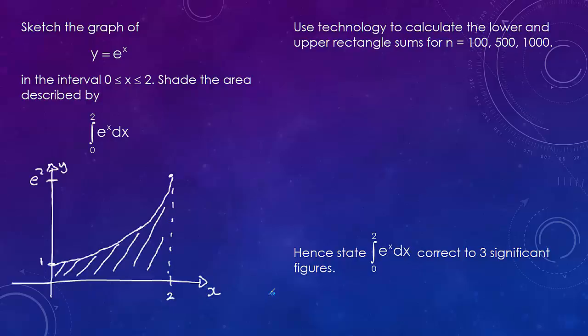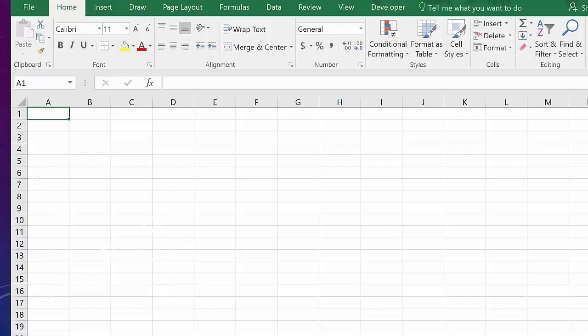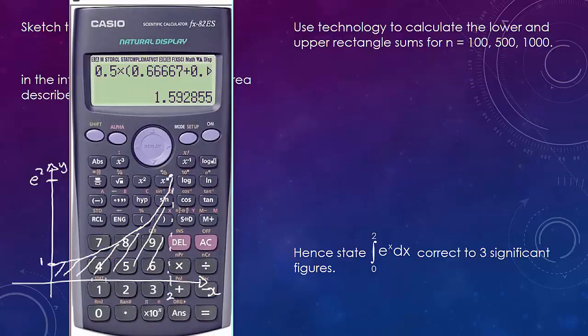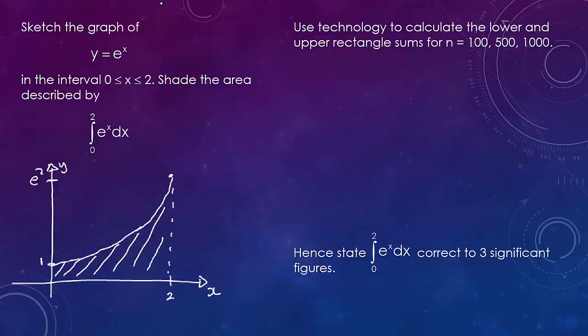We want to use technology to calculate the lower and upper rectangle sums for n equal to 100, 500, 1000. Okay, so that's going to take us a little while to do, and I'm going to use Excel in order to do that. So for the first one, with n equal to 100, we know that the gap here is 2, so 2 divided by 100 is 0.02. That's going to be the width of our rectangles.